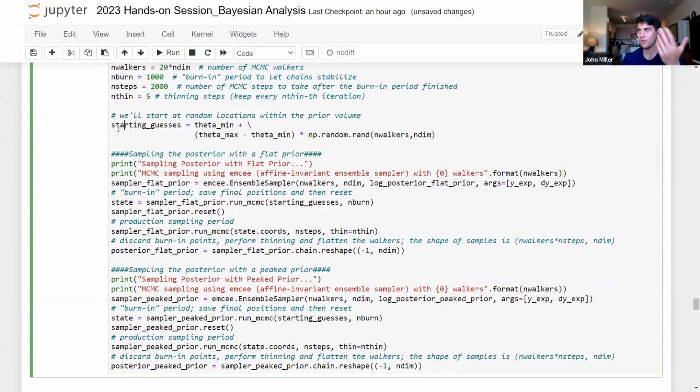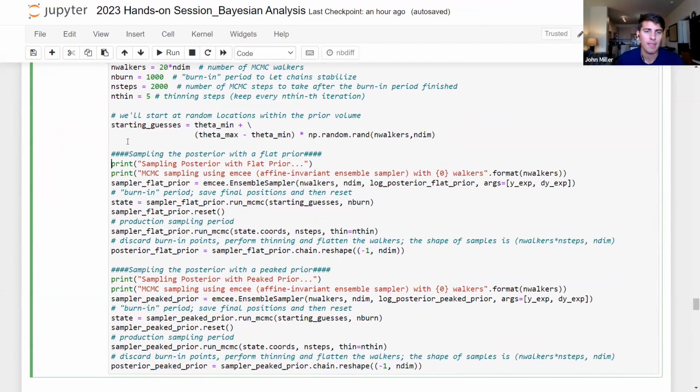And so with this package, we can give a starting guess to hopefully start off our sampler in the right spot. So that's what we're going to do. We're just going to randomly pick a point within our region.